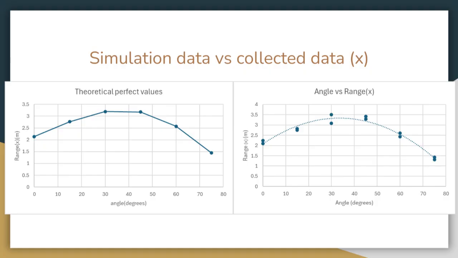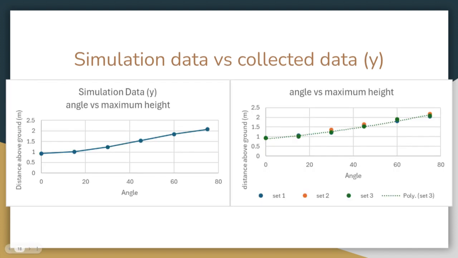If we compare our results to the simulated and theoretically perfect data, using the average of the initial velocity from the collected data, which gives us 4.9 meters per second, we can see that both experimental and simulation results follow the same trend of increasing horizontal range until around 37 degrees before gradually decreasing. This aligns with the theoretical expectation that range is maximized near 37 degrees due to the initial height difference of 0.93 meters.